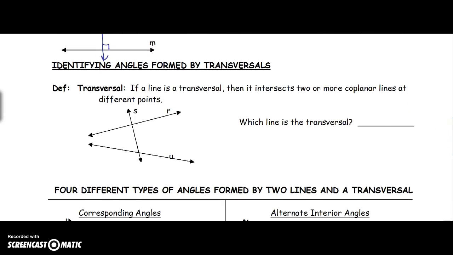Now the question is, what is a transversal? A transversal is a line that intersects two or more coplanar lines at different points. So in this picture we have 3 lines total. We have line R, line U, and line S. The transversal is always the one that passes through more than one line. So it intersects R and it intersects U, so line S is the transversal.